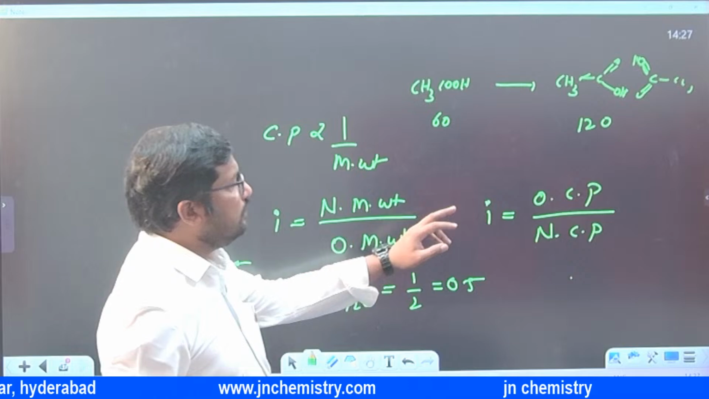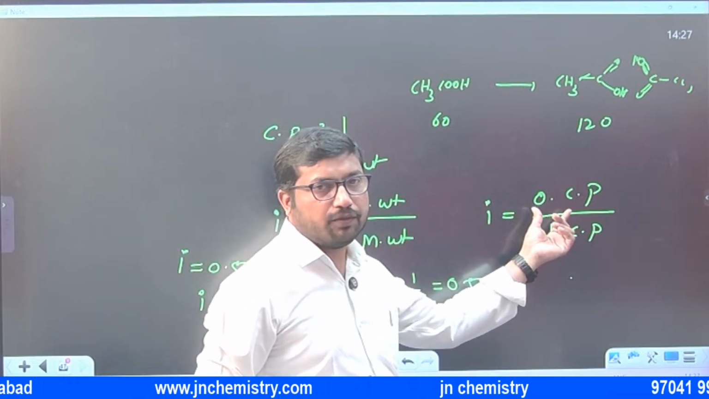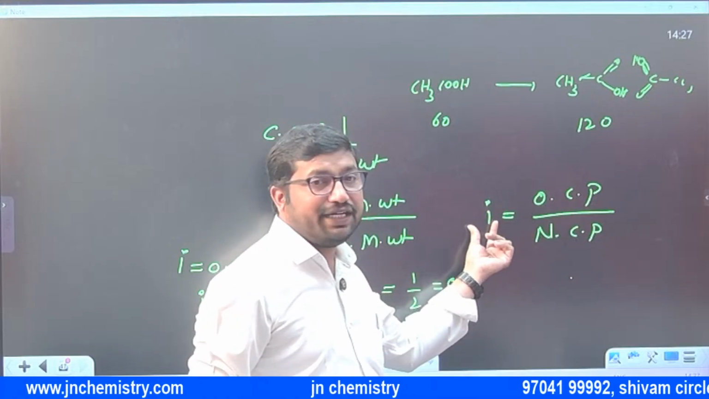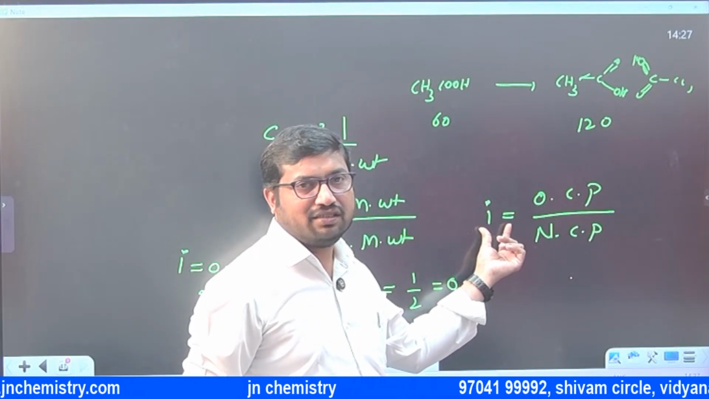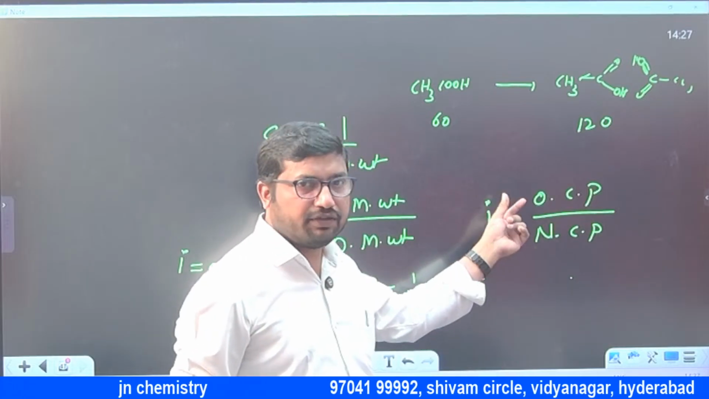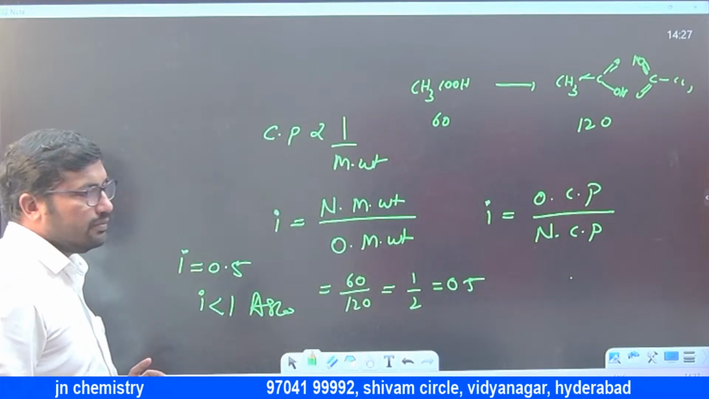Sometimes they will give some observed colligative property, and we need to calculate the normal colligative property. From that we will get i. Got it? They will give some experimental value, and from that we need to calculate the i value.